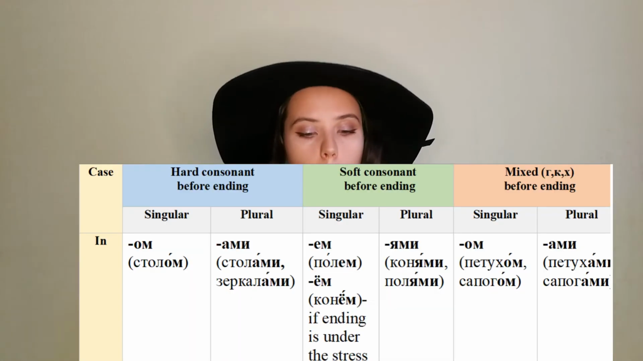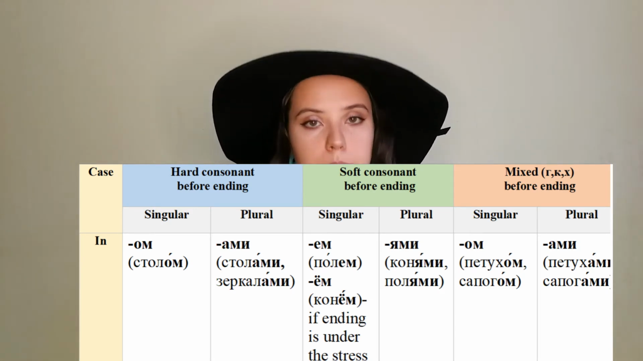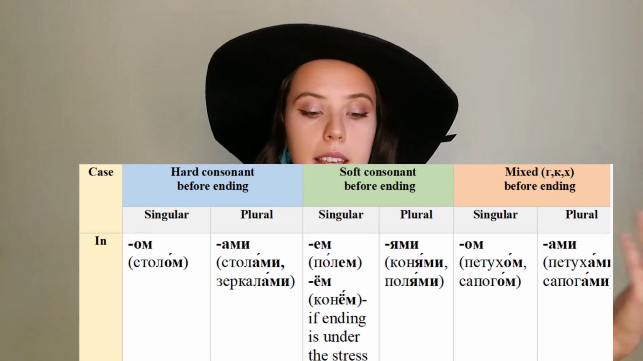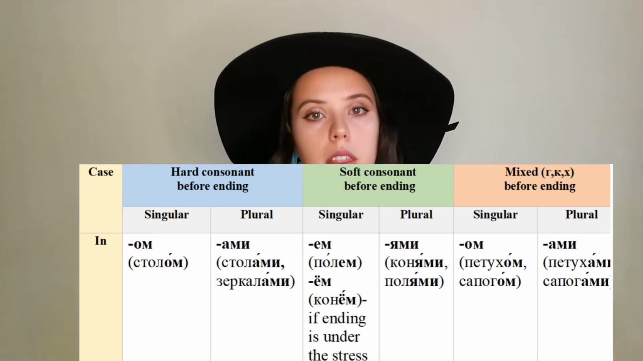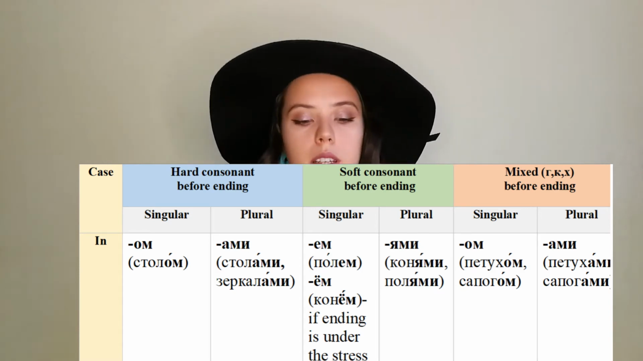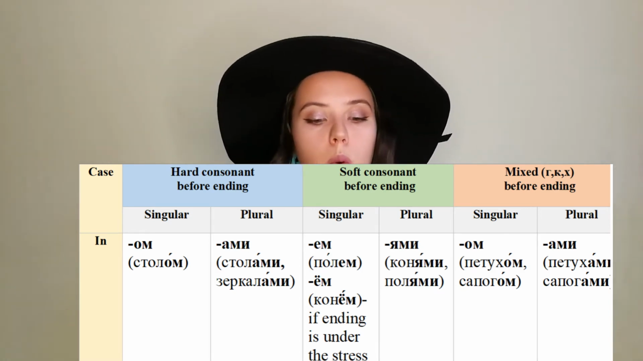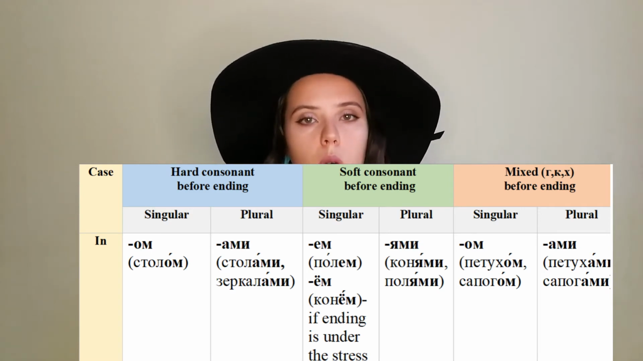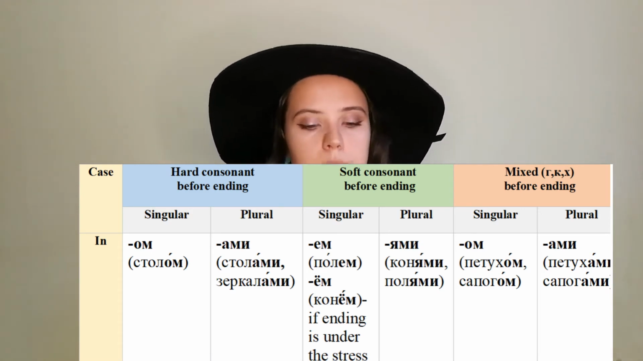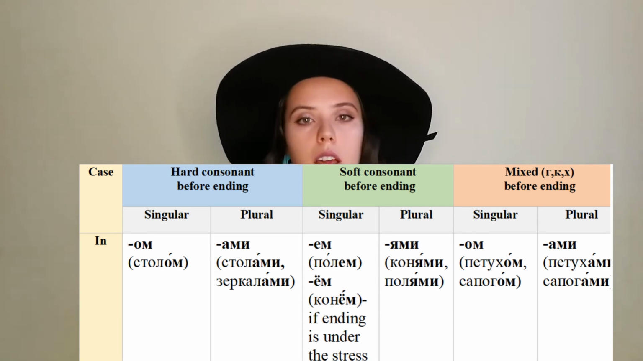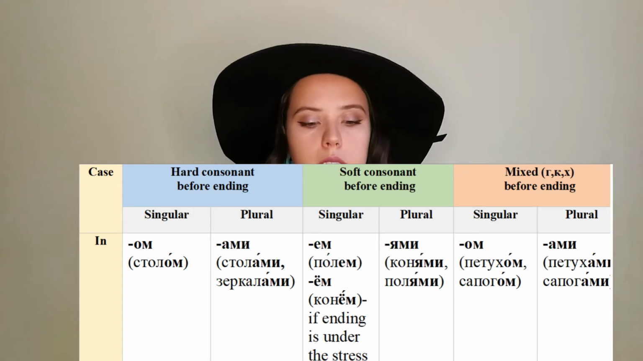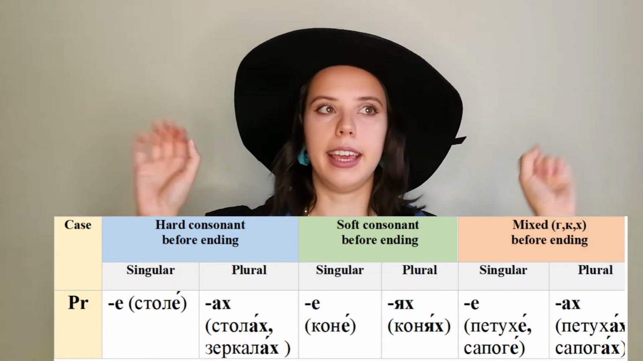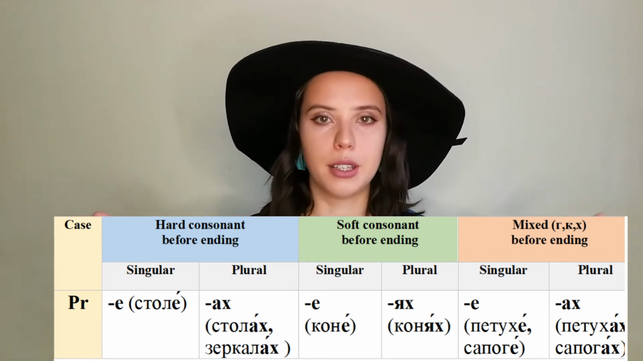And the next form will be instrumental, and here we get ending ом for hard, столом, and endings ем, ём, depending on the stress, if it is the soft version. So we have полем, we have stress at the о, полем, not at the end, and конём, ending ём is stressed, and that's why there is ё. All right. And the last is prepositional, and there will be once again ending е. Yeah, quite easy for prepositional.